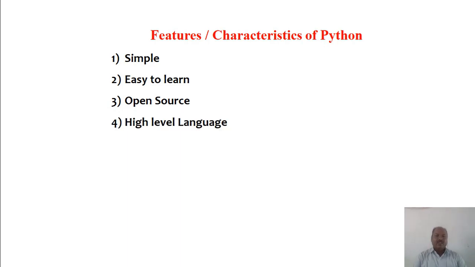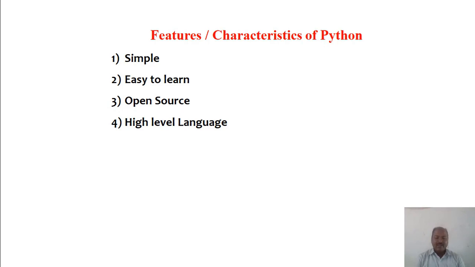www.python.org website. Another feature is that Python is a high level language. What is meant by high level language? Programming languages are of two types, either low level languages or high level languages. What is a low level language? A low level language uses machine code instructions to develop programs. We have seen in the first year what a low level language, high level language, and middle level language are.